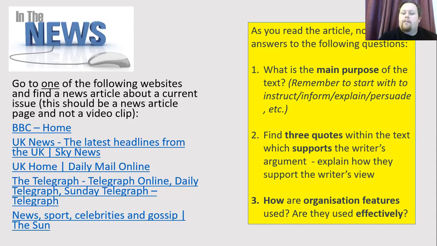The very last thing is to look at how organizational features are used, and are they used effectively? So remember, organizational features is about the appearance, the presentation of your text, what's on it, how does it look? So things like the color, tables, enlarged quotes, for example. So think about these. How are presentations used in the text?